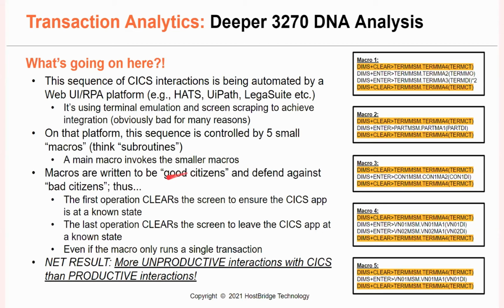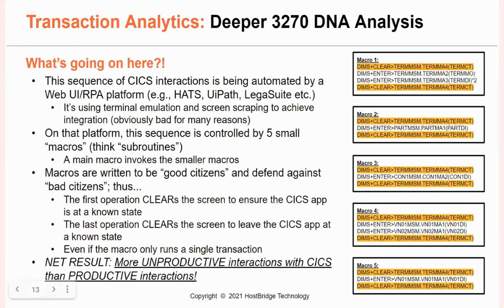Well, they also want to be good citizens. So the last operation they do is clear the screen to leave the CICS app at a known state. Now, the catch is they do this even if the macro only runs a single transaction. So what is the net result? Well, the net result is down here.